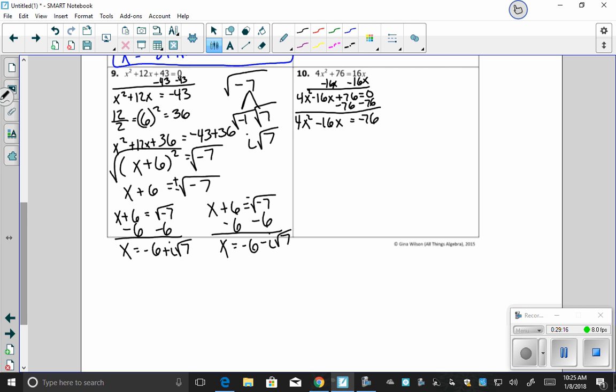So now take negative 16, divide by 2, negative 8, square it, I get 64. 4x squared minus 16x plus 64 equals negative 76 plus 64. Factor, and I get x minus 8 squared equals negative 12.